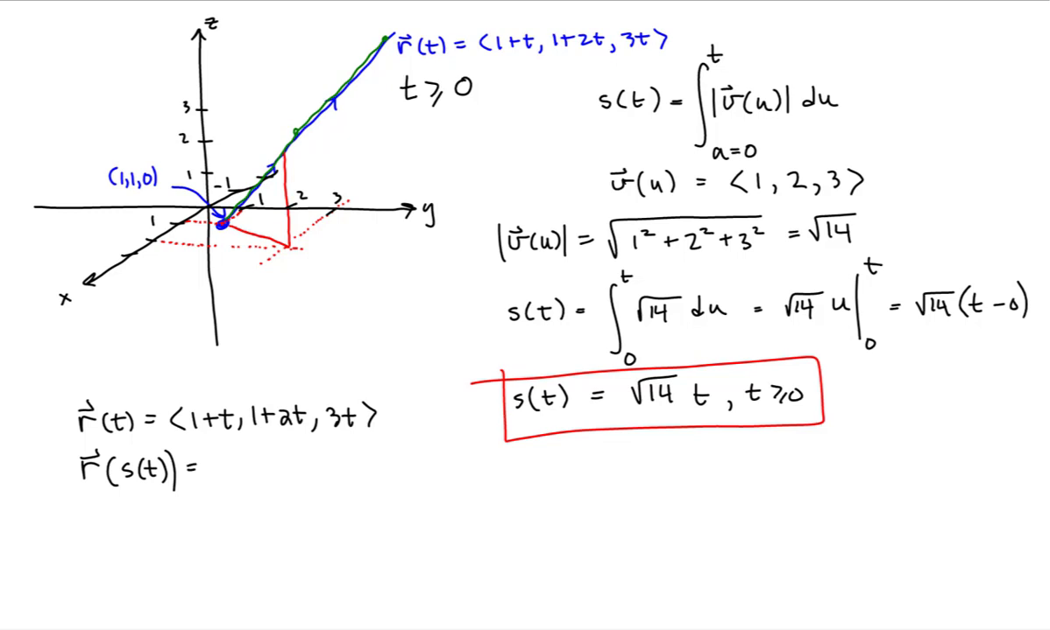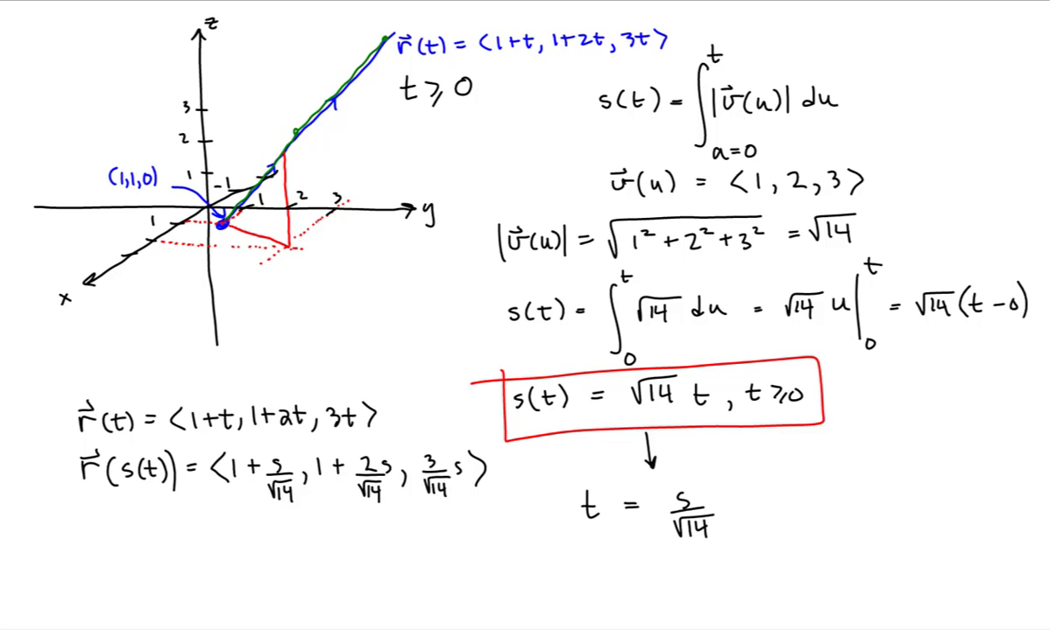So if we want to express R as a function of the parameter S, let's go ahead and express t as a function of S. And we could do that from here. Just rearranging this, we get t is equal to S over the square root of 14. So this means that R as a function of the arc length is equal to 1 plus S over root 14 for the x component, 1 plus 2 over root 14 S for the y component, and 3 over root 14 S for the z component.